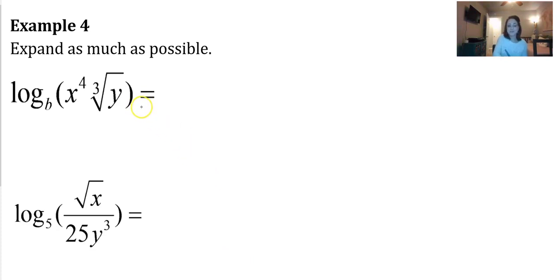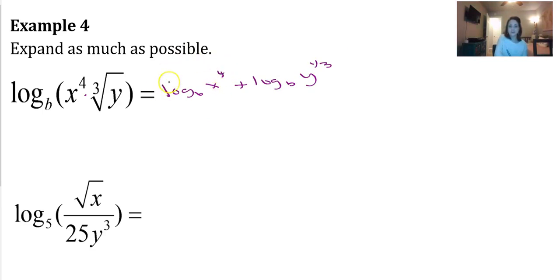All right, so example 4 says we're going to expand as much as possible. So first of all, I see an x and a y with multiplication on the inside. So that's going to turn into what on the outside as I break them, as I expand? Addition. Okay, so I'm going to start by doing this. Log base b of x to the 4th plus log base b, and can I rewrite that root as a power y to the what? 1/3. Good.